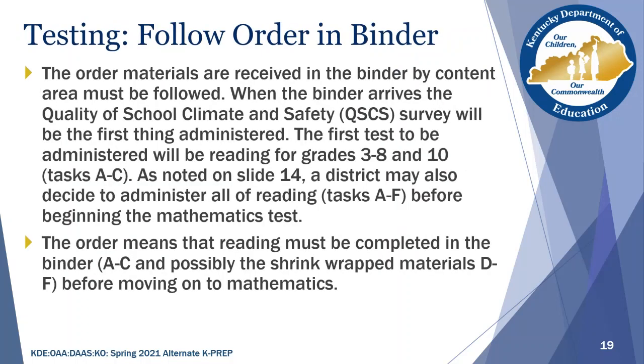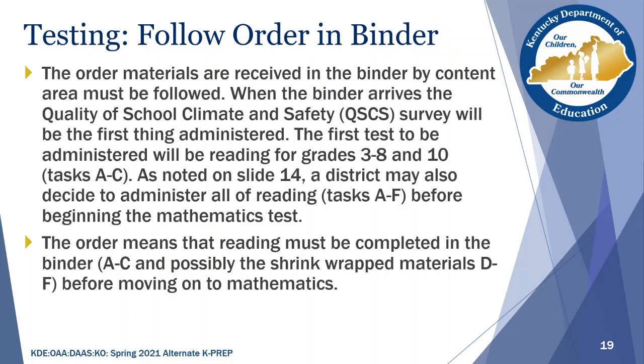Again, it is always required that the order in the binder is maintained. We've talked about that on several different occasions throughout the presentation today. This means that the quality of school climate and safety survey is completed first. Then for grades 3 through 8 and 10 specifically, reading will be administered first, followed by mathematics. For grade 4, science would follow mathematics. For grade 5, social studies would follow mathematics, and then writing would follow social studies.